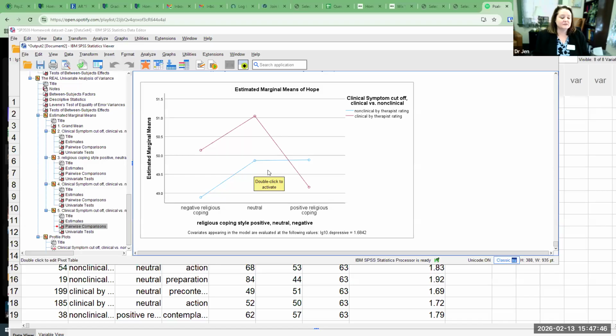All right, you have survived. And I hope that was helpful to understand how to do an ANCOVA from beginning to end using the homework file that we've been using. Hope it's helping. Bye.